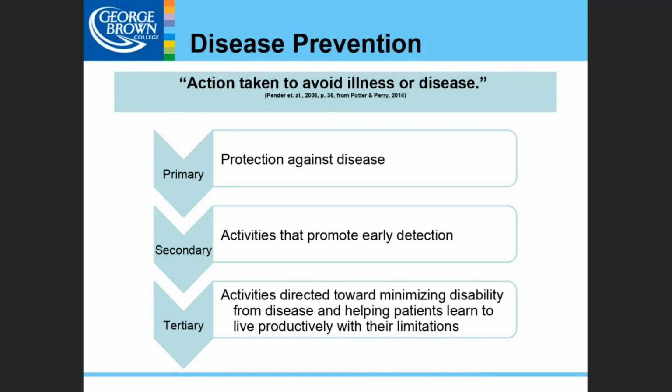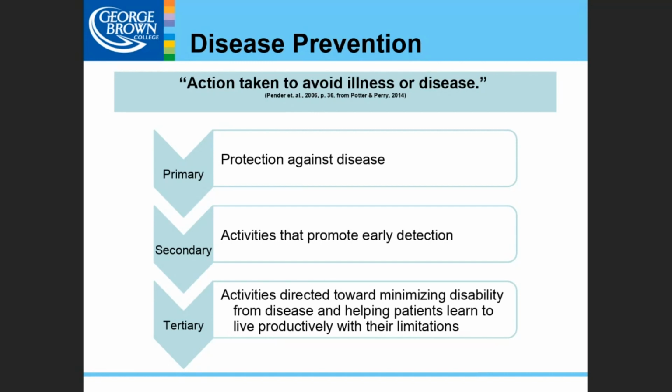Secondary disease prevention is activities that promote early detection. And tertiary is activities directed towards minimizing disability from the disease and helping patients learn to live productively with their new limitations.